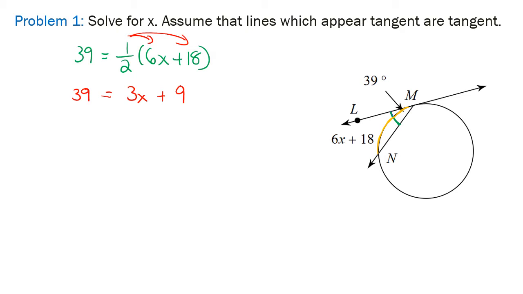We want to go ahead and minus the 9 over. So we're going to have 30 equals 3x. Divide by 3. And x is 10.